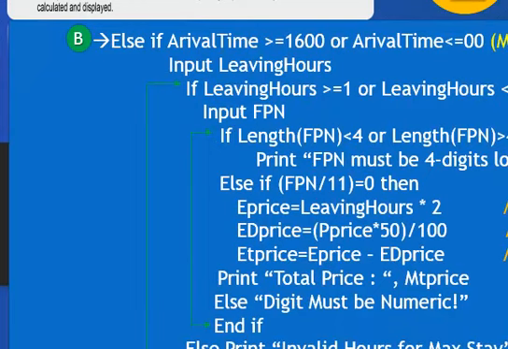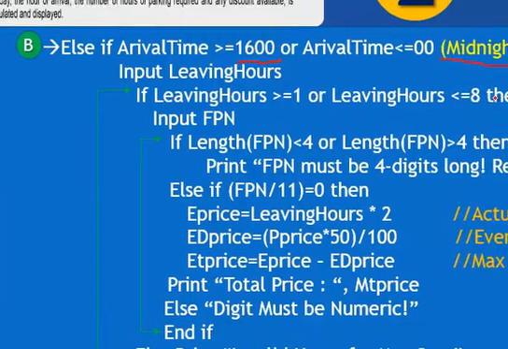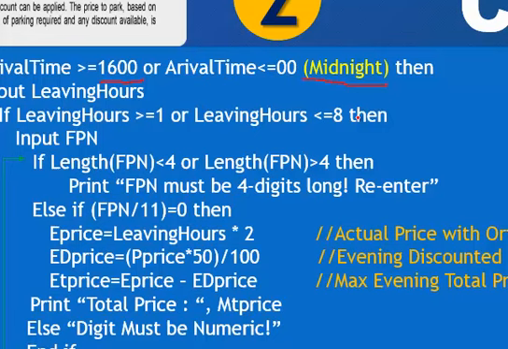Else if arrival time greater than or equal to 16 or arrival time less than or equal to 00, that is midnight. I have just mentioned it over here. See, this is the 16 hours, that means 4 o'clock, and this is midnight, that means 12 o'clock. From 4 till 12, there are again 8 hours: 5, 6, 7, 8, 9, 10, 11, 12. 12 is midnight, so that is why 00. So 16 to 0, you can put 16 or 00, right?